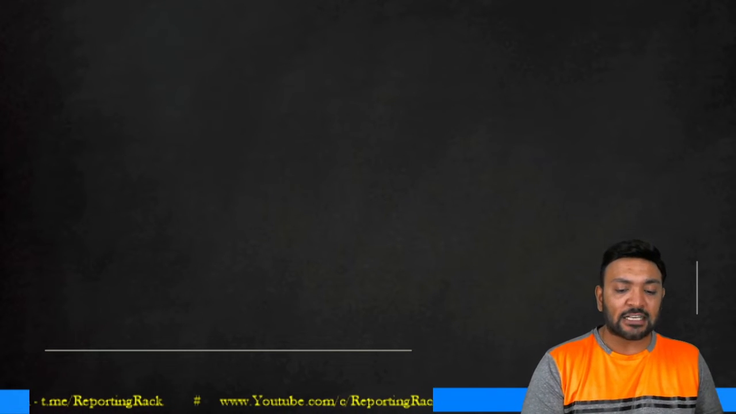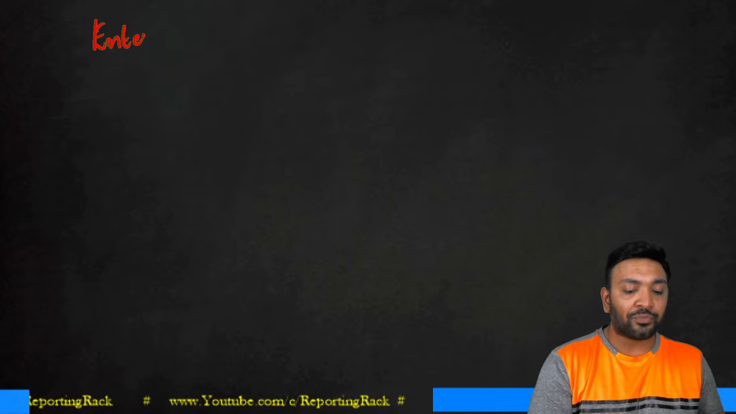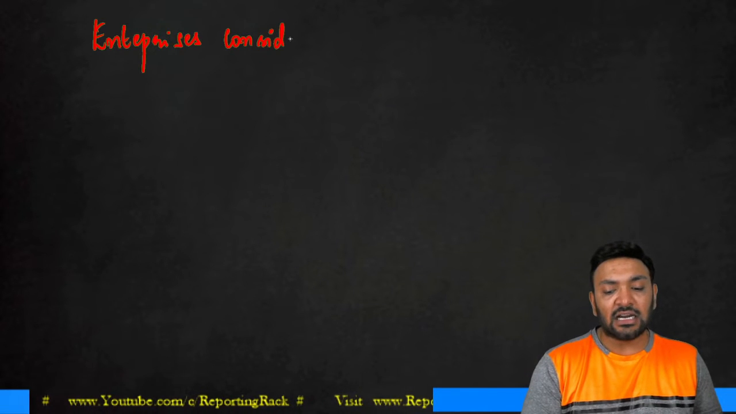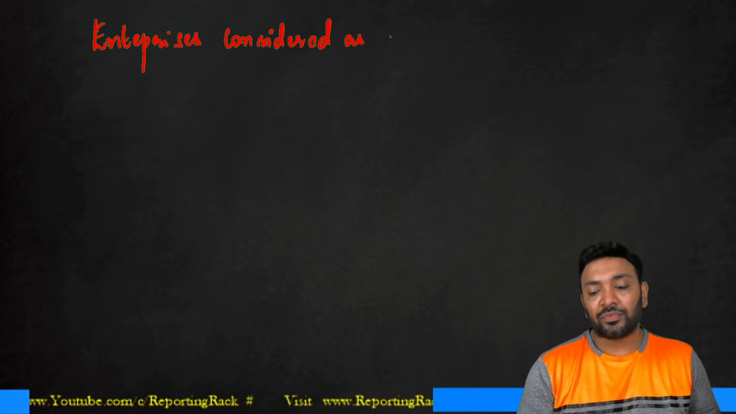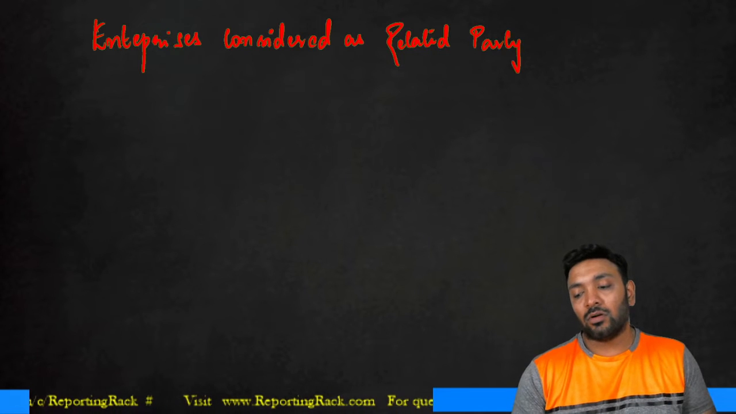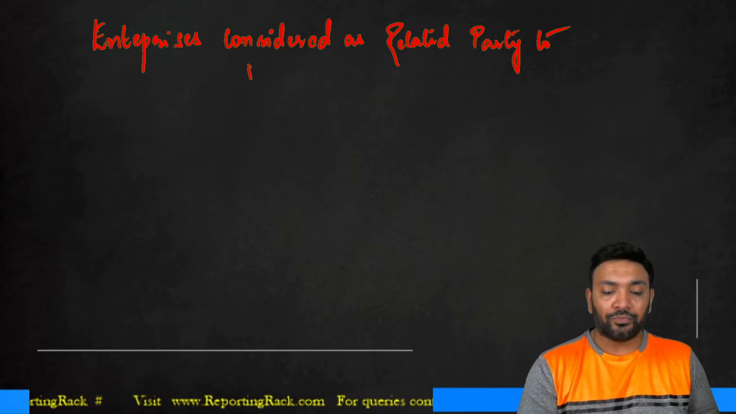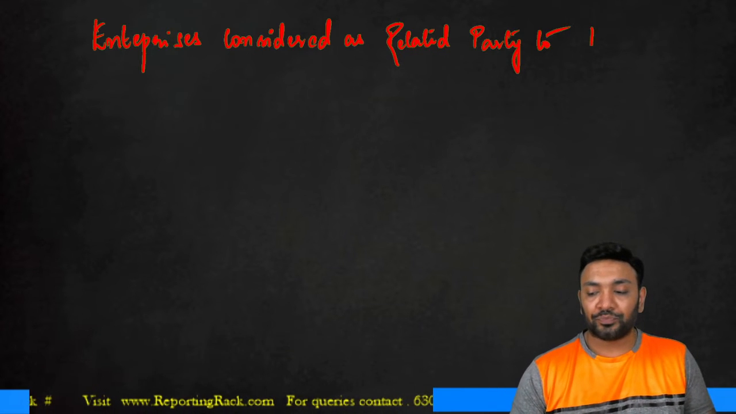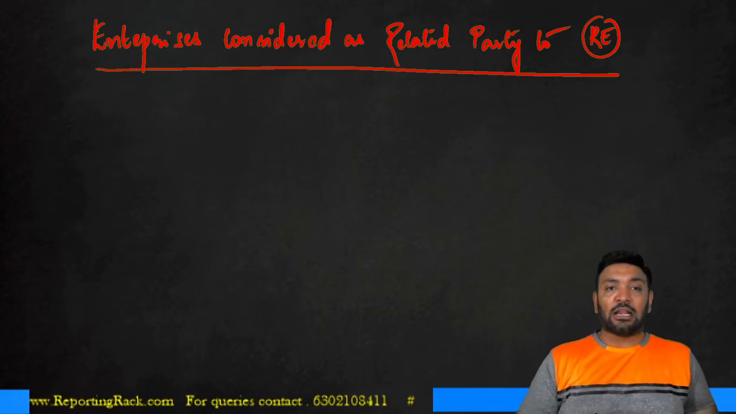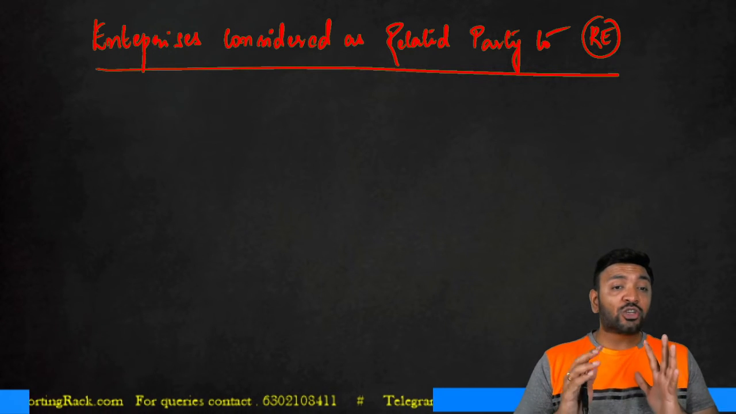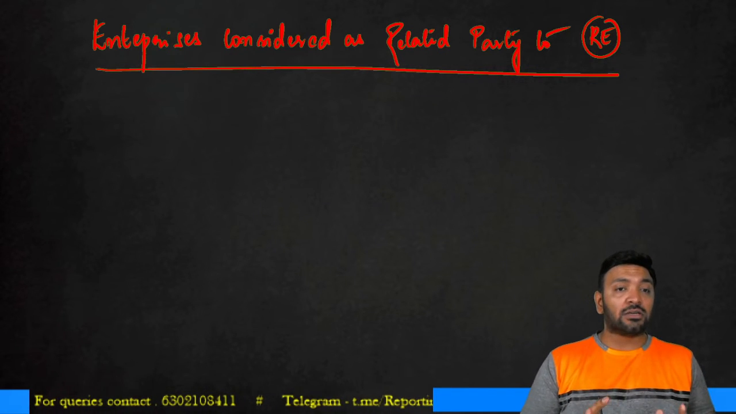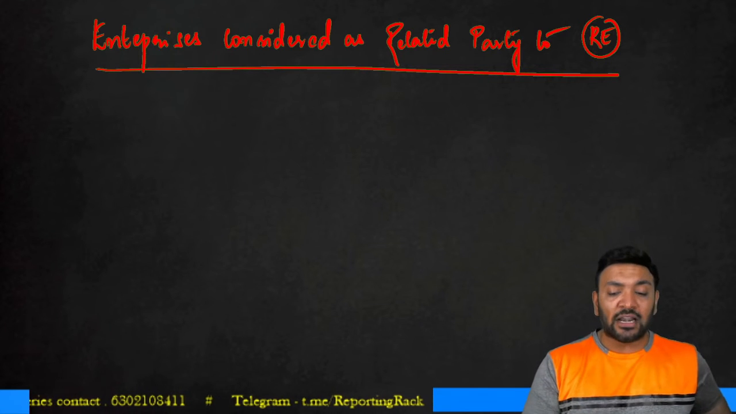First relationship for enterprises to be considered as related party to the reporting enterprise, RE. Now, there are five relationships which are explained out here. And our definition of related party should be only limited to these five. This is not an inclusive list. This is an exclusive list. Only these five shall be considered as related party to the reporting enterprise.